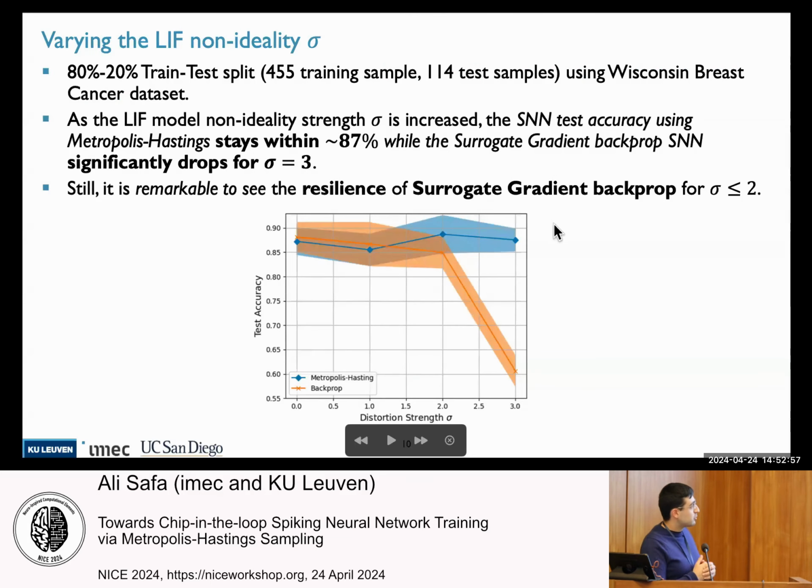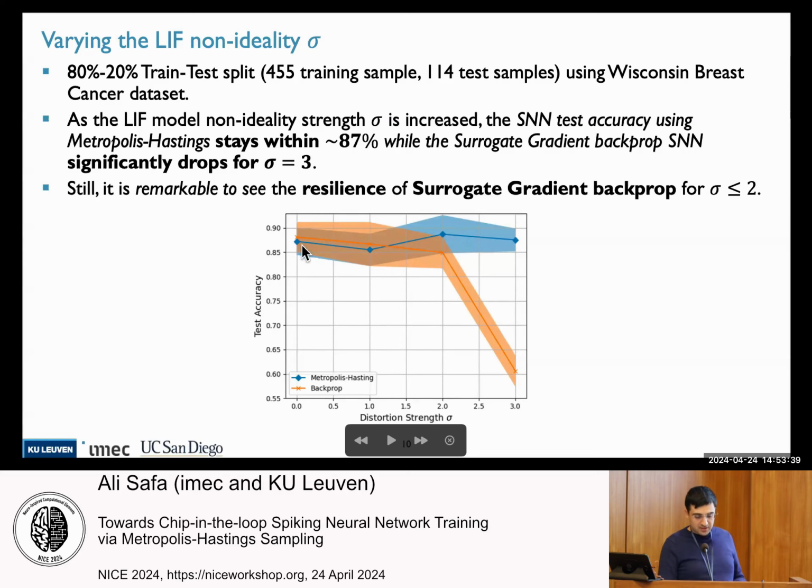Here you can see the first result that we obtained. In this graph, you can see the test accuracy of the spiking neural network as a function of the distortion strength sigma, which sets the non-ideality degree of the spiking neural network. Quite interestingly, as we increase sigma, the backprop-trained system gradually loses its accuracy. This comes from the fact that in the forward pass, your SNN will have a behavior that is different from what the surrogate gradient setup uses for doing the backprop. But in the Metropolis-Hastings case, because it is a model-free technique, we would expect it to be more robust, and this is indeed the case.